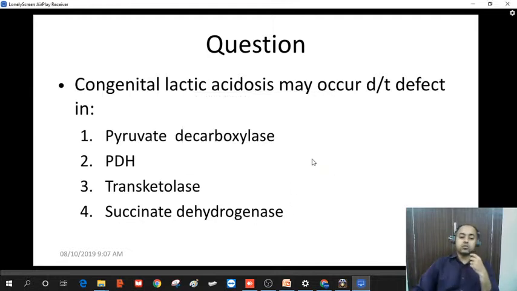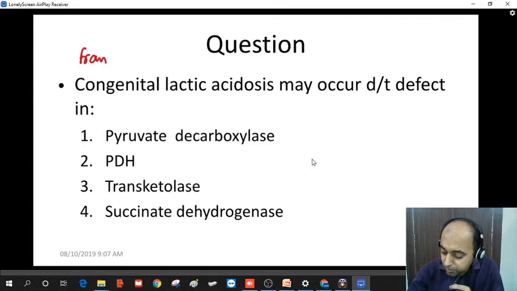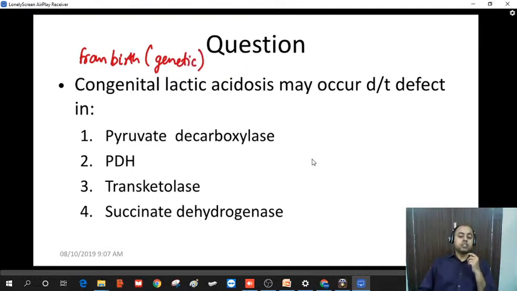Congenital lactic acidosis may occur due to a defect in which of the following enzymes? Now remember, congenital means from birth. This means we are looking at a genetic defect. Your options are pyruvate decarboxylase, pyruvate dehydrogenase, transketolase, and succinate dehydrogenase.